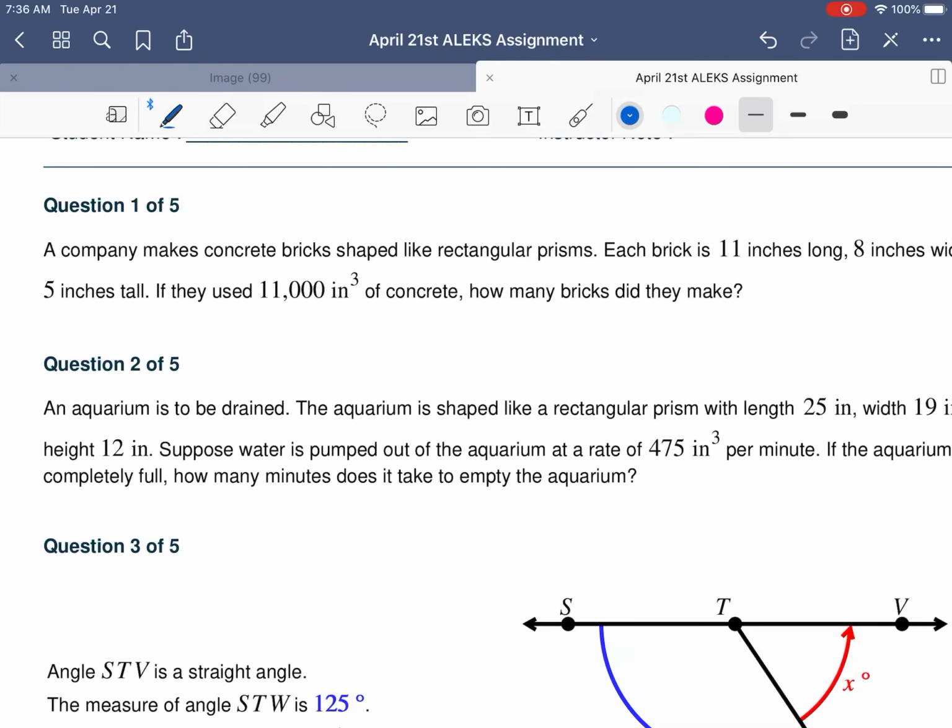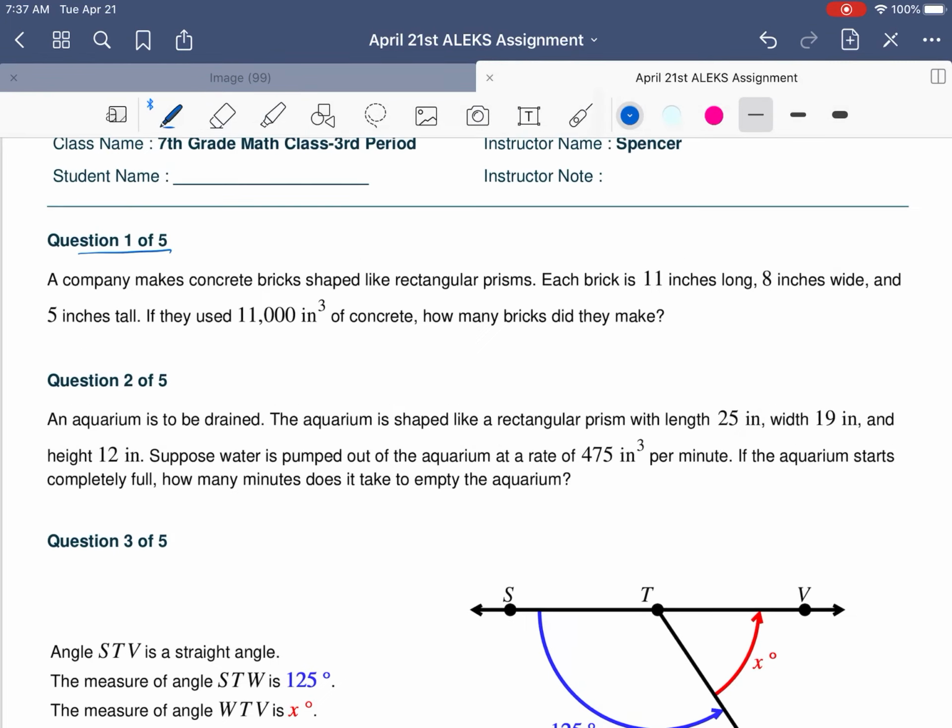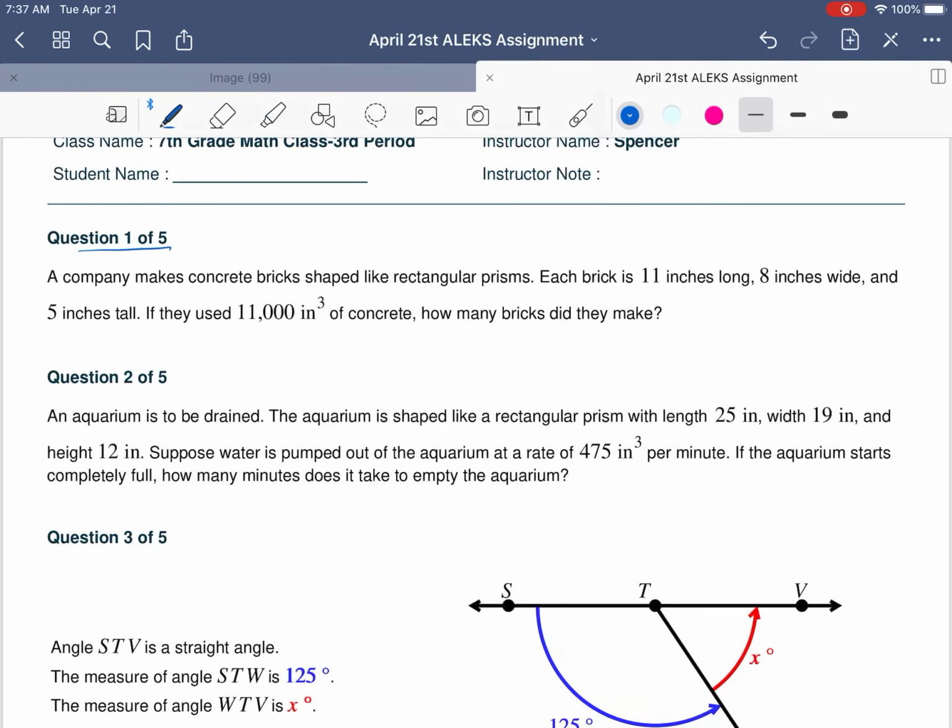number 1 right here. It says a company makes concrete bricks shaped like rectangular prisms. Each brick is 11 inches long, 8 inches wide, and 5 inches tall. If they used 11,000 inches cubed, which remember that always tells me volume, of concrete, how many bricks did they make? So this is asking us to, first of all, find the volume of the rectangular prism.